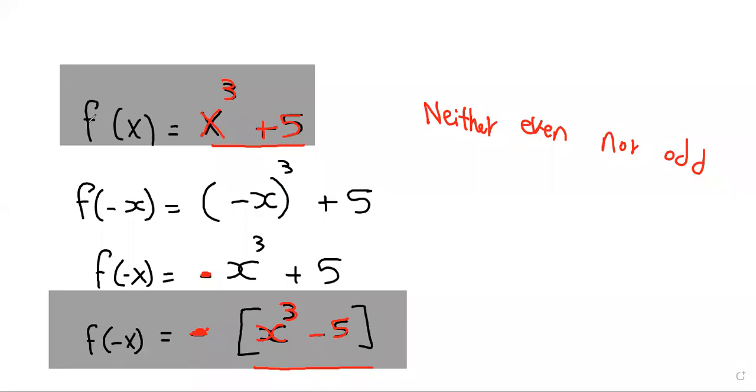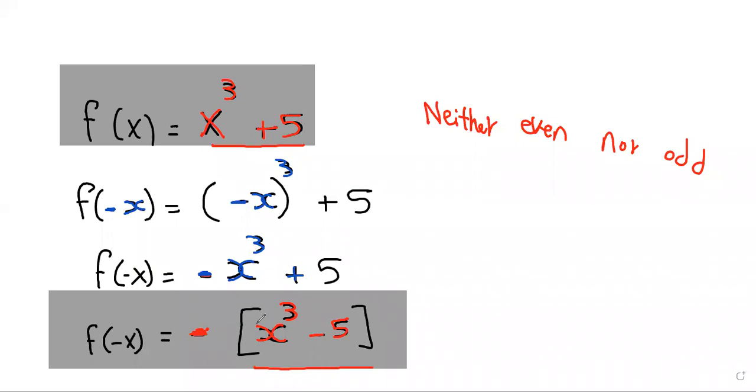If we have a function like f of x equals x cubed plus 5, and I want to identify if this function is even or odd, the only step we follow is, instead of x, we write minus x. So take any x, and write minus x as I'm doing now. Negative x raised to the power of 3 is negative x to the power of 3. And write 5 as it is.